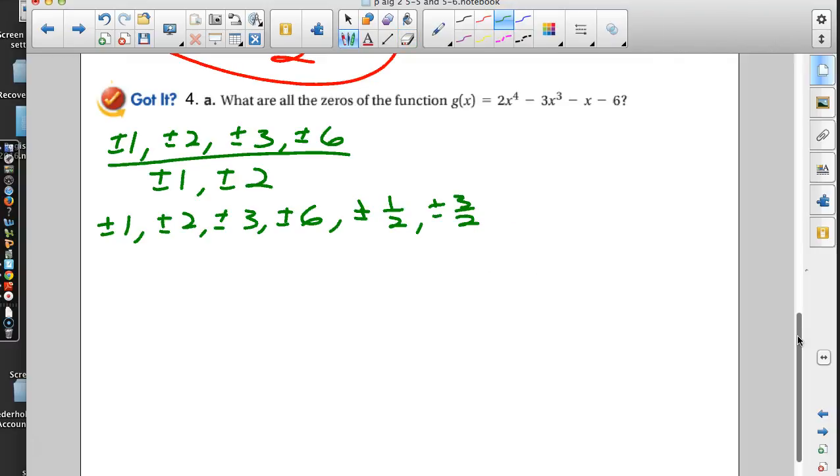So here's what we're doing. We're taking 1, 2, 3, and 6 and putting them over 1. That gives us 1, 2, 3, and 6. Then you have to go back and put all of them over 2. 1/2, 2 halves is 1, 3 halves, 6 halves is 3. And get the list of possibles out. Why do you have a 2?